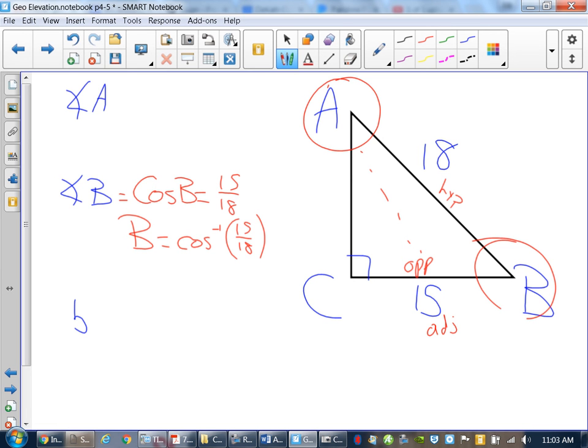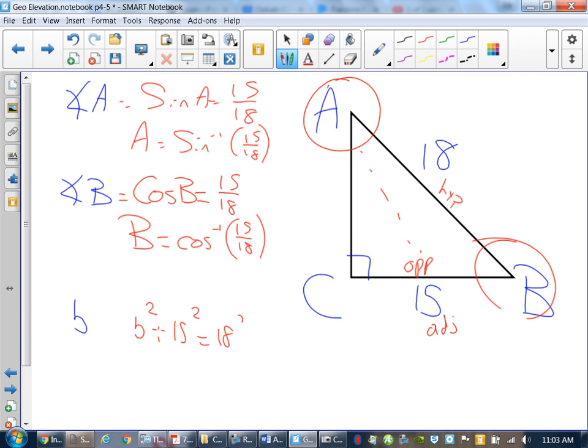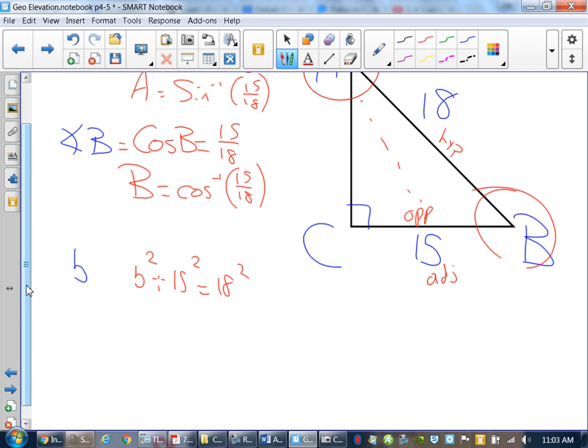Okay, cool. So then this one was sine. And then this was b squared plus 15 squared is 18 squared, and whatever that equals. I'm not worried so much on that one. I have 6 of these for you to do.